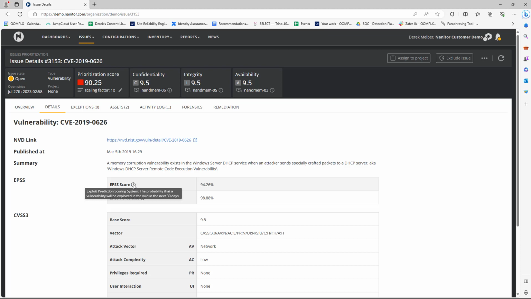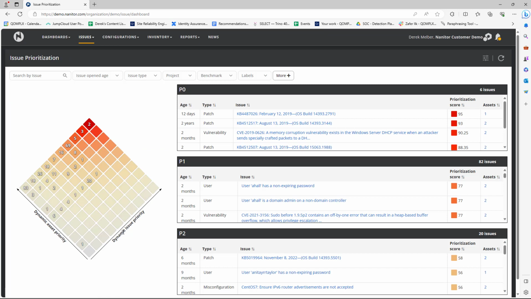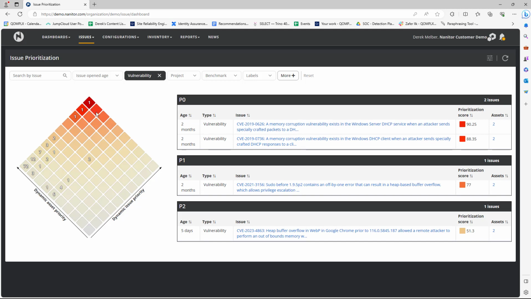Now, not only does Nanitor look at the priority of the vulnerability, it's also critical to know the priority of the asset. Well, that's exactly where the Nanitor diamond comes in. You can see here that the issue priority is aligned with the asset priority. In this case, we want to look at vulnerabilities, and we can clearly see that we have some assets which are very high in their priority, as well as there needs to be some addressing done with fixing and applying patches on these particular vulnerabilities.